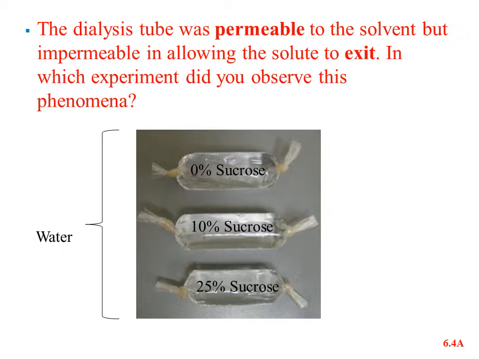So the first tube that says 0% sucrose, that bag should have stayed the same weight. The second bag that has 10% sucrose, water moved in to try to dilute the sucrose molecules. Therefore, that one should have gained weight. Then finally, the last one that says 25% sucrose, more water should have diffused in to dilute the higher concentration of sucrose. Therefore, that bag should have weighed the greatest.